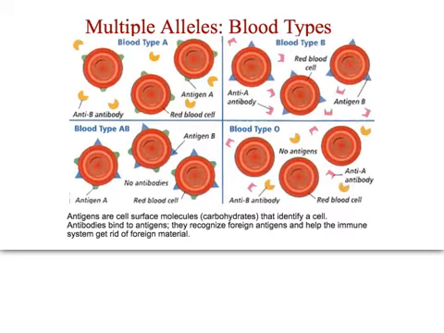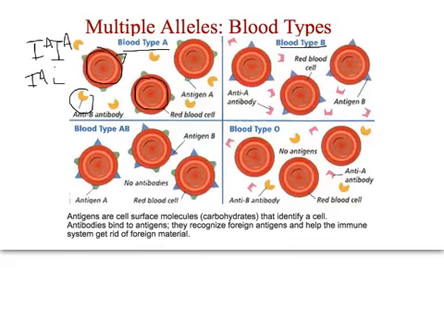Okay, so it turns out if you are type A blood, what this means is that your genotype is either IA IA, or it's IA little i. And what this means is your red blood cells have a protein on them called the A antigen, okay? And then in your blood, there are antibodies that will attack the B antigen. If you have B-type blood, you have the B antigen on your blood cells, and you have antibodies in your blood that will attack the A antigen.